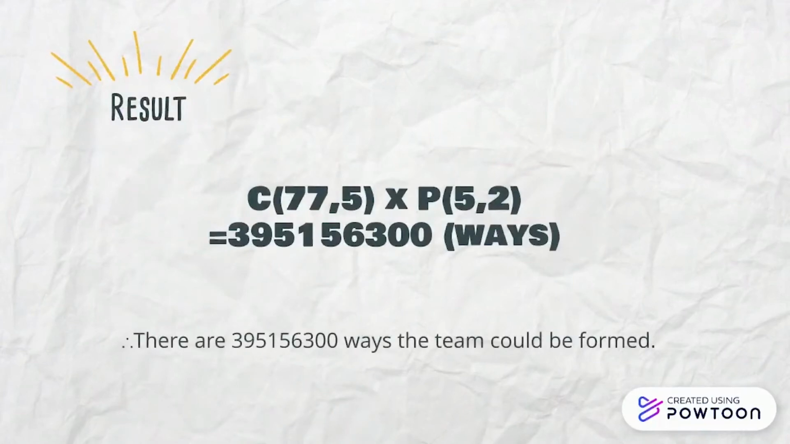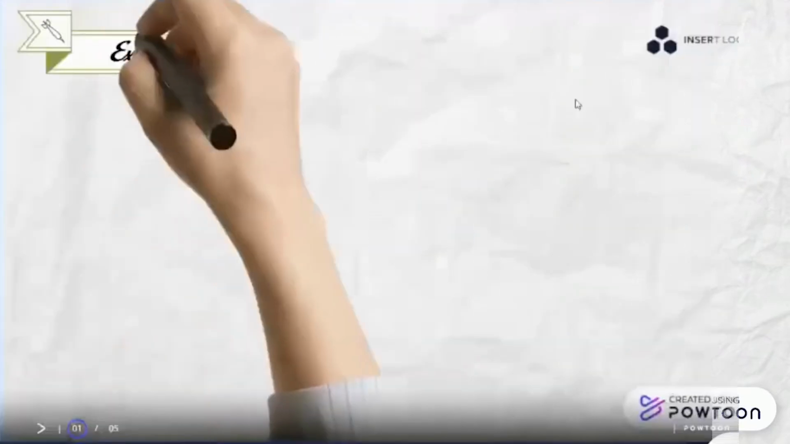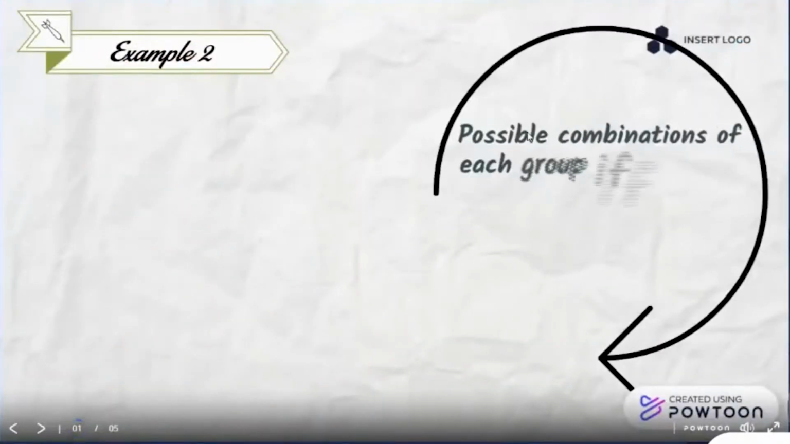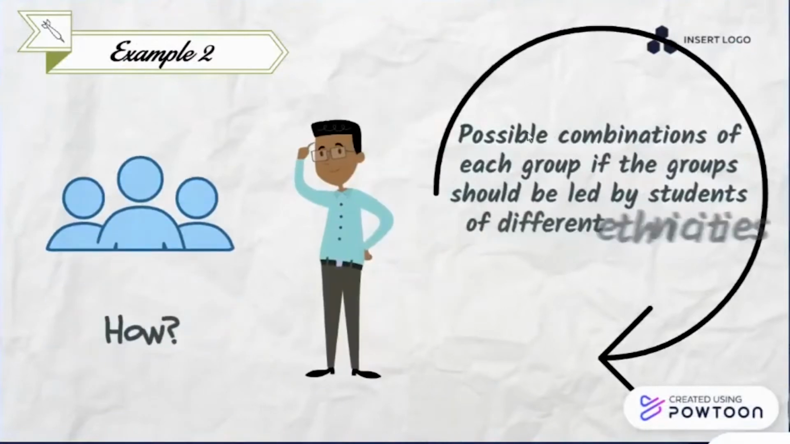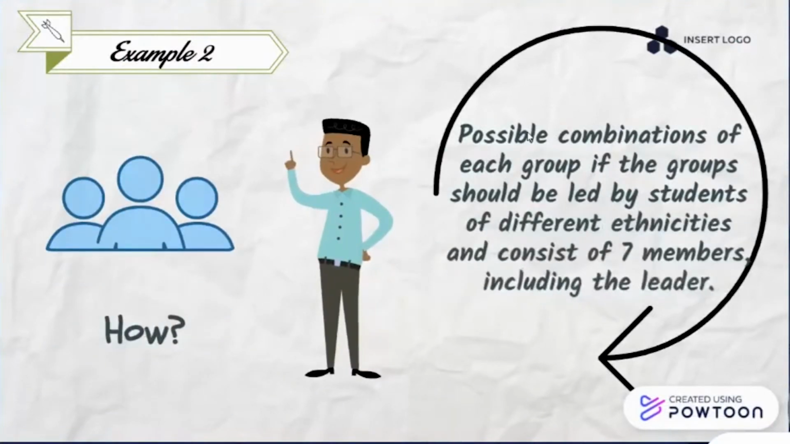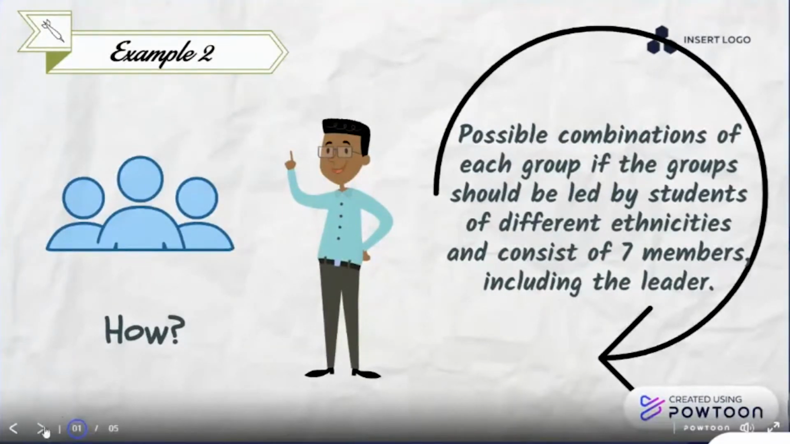Lastly, there are a total of 395,156,300 ways the team can be formed. Okay, so now we are in example 2. The question of example 2 is the possible combinations of each group if the group should be led by students of different ethnicities and consists of 7 members, including the leader. So how could we do this? Let's go to the next slide.